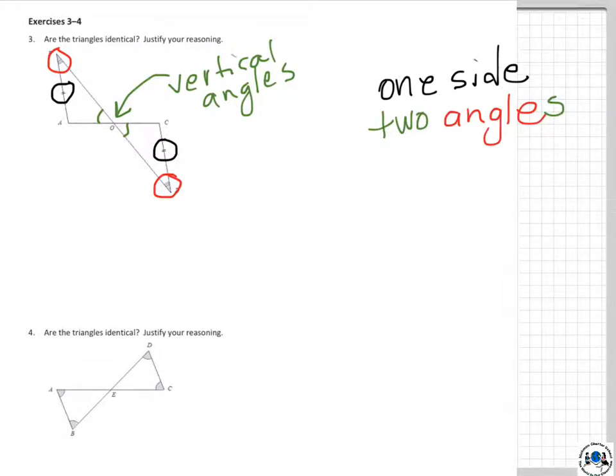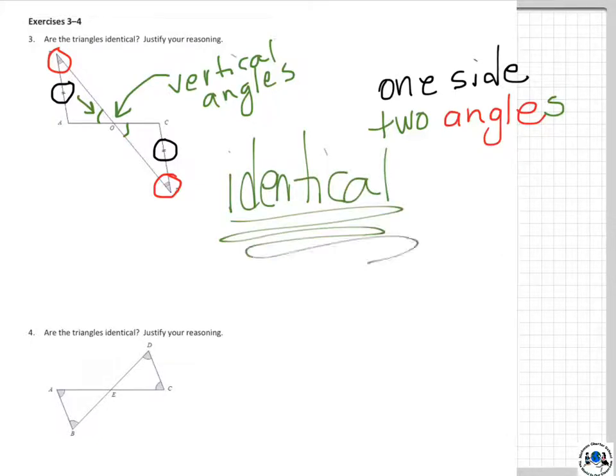And the side happens to be opposite the angle, and included between them, right there. Therefore these are indeed identical, and hopefully you were able to see that with no problem. Okay, let's go ahead and take a look at number 4 then, and we'll see what we get from there.